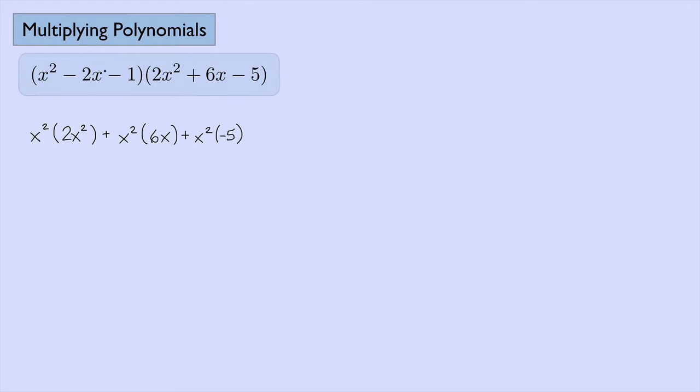Next, I have a negative 2x here. So I have negative 2x times 2x squared. Then I have negative 2x times 6x. And then I have negative 2x times the negative 5 here.